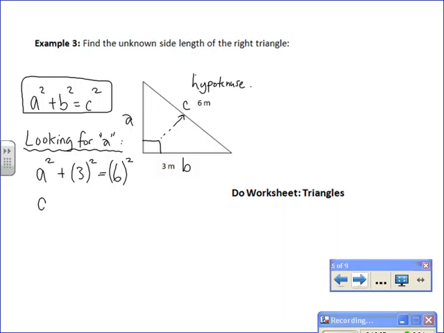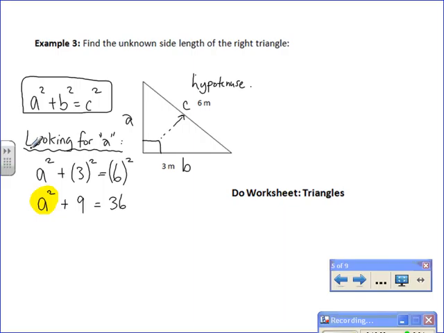Let's work out the math. We have a squared. Well, 3 times 3 is 9. And 6 times 6 is 36. So I have a squared plus 9 is equal to 36. What's important here is that I'm looking for a squared. I need to get a squared all by itself on one side of the equal sign so that I can square root the numbers on the other side.